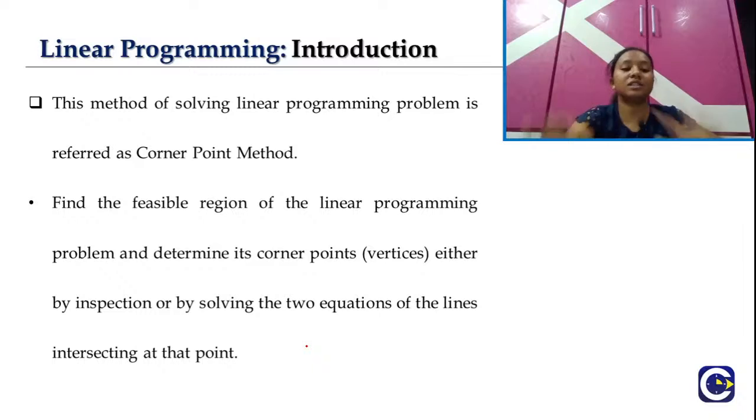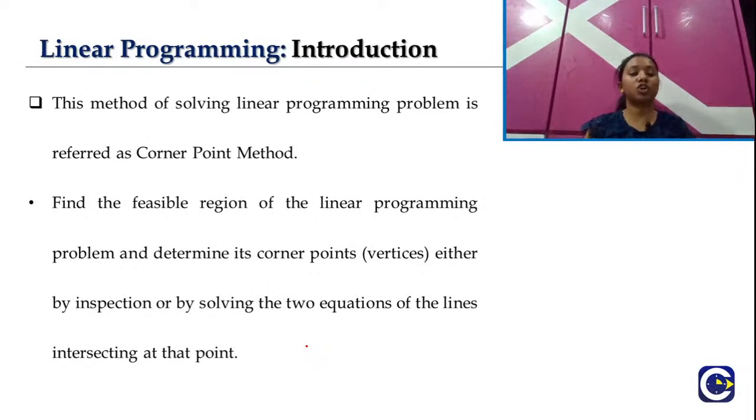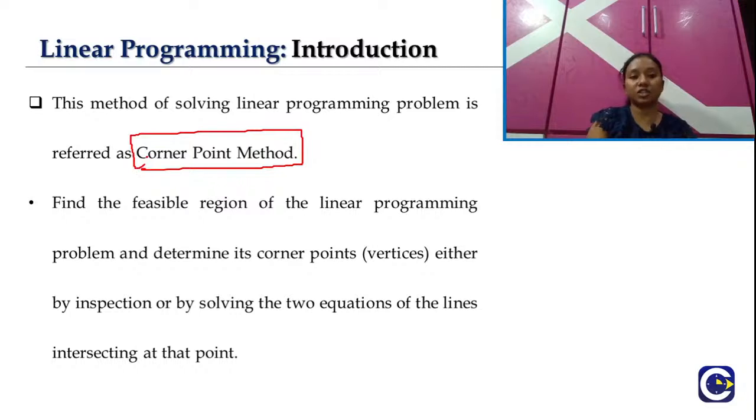So now let's see the steps of solving this linear programming. We have just seen the plotting and all. This method of solving linear programming is referred to as the corner point method, because here we are only considering the corner points, which are the vertices of the feasible region, and we are obtaining our required optimal value, whether it is a maximum value or a minimum value. That's why this method of solving the linear programming problem is referred to as the corner point method.